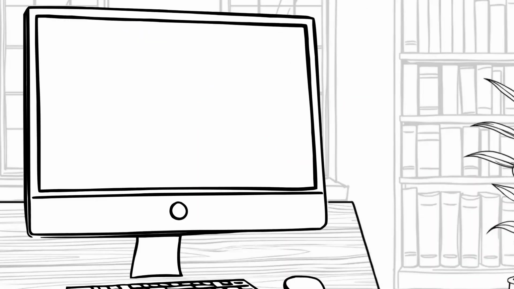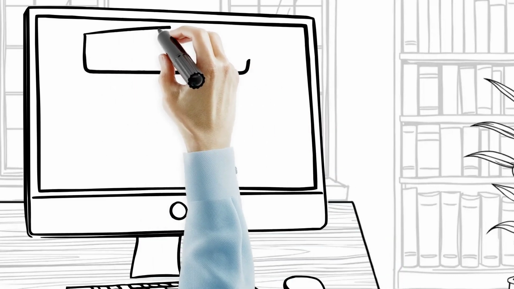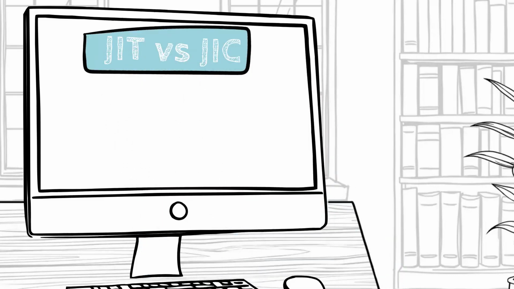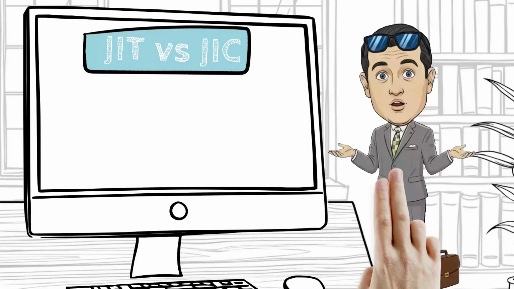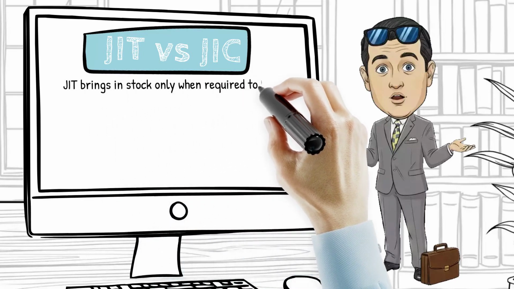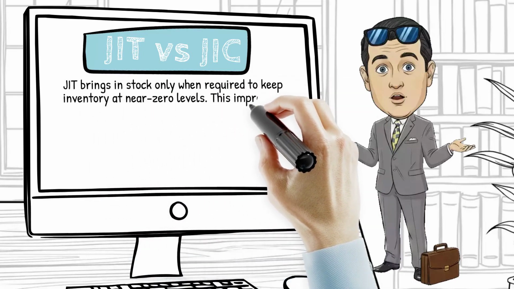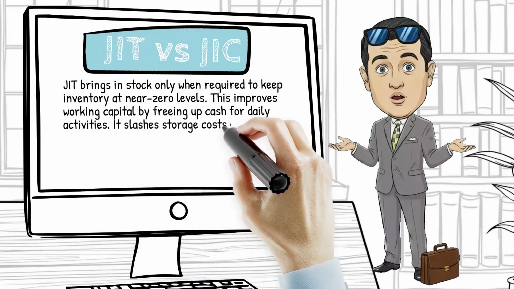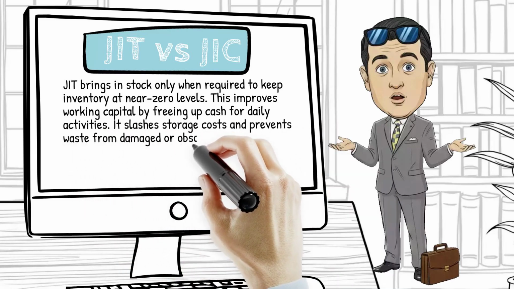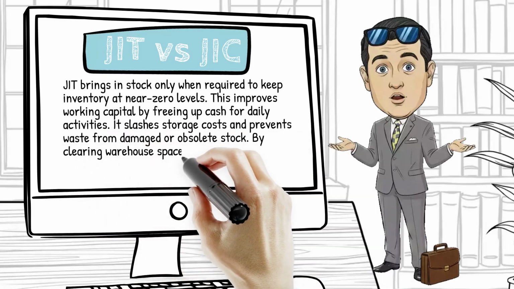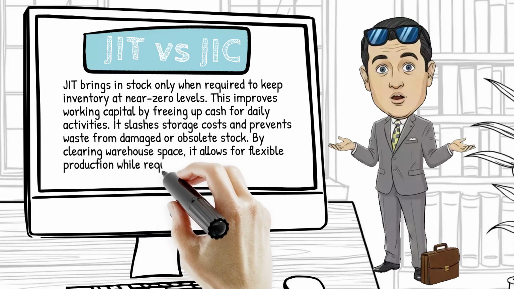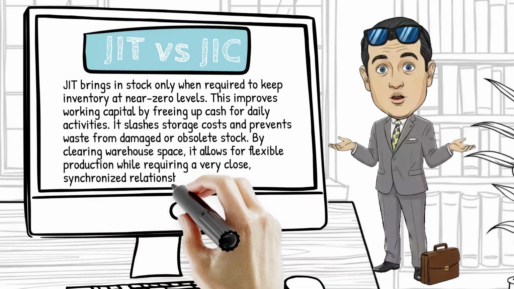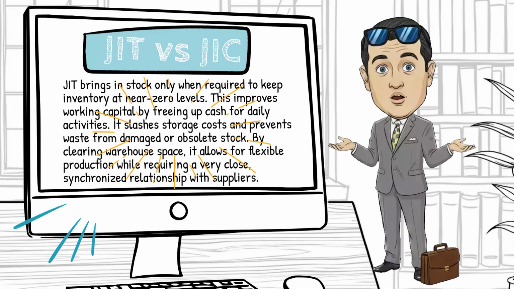Differences between JIT and JIC. JIT brings in stock only when required to keep inventory at near zero levels. This improves working capital by freeing up cash for daily activities. It slashes storage costs and prevents waste from damaged or obsolete stock. By clearing warehouse space, it allows for flexible production while requiring a very close, synchronized relationship with suppliers.